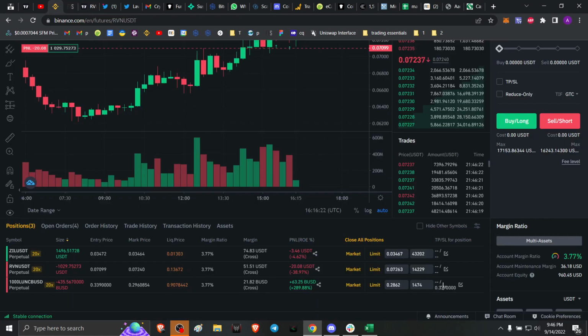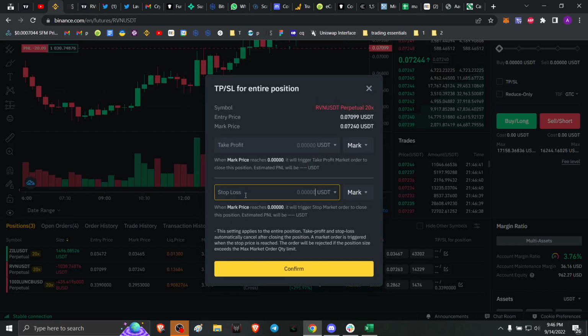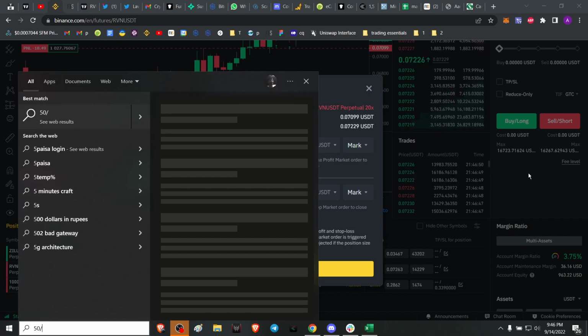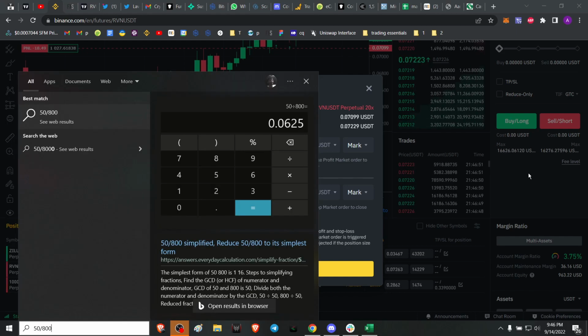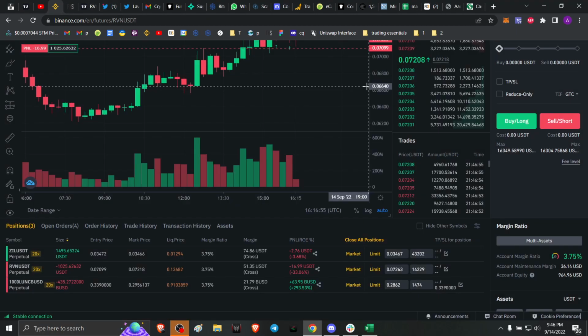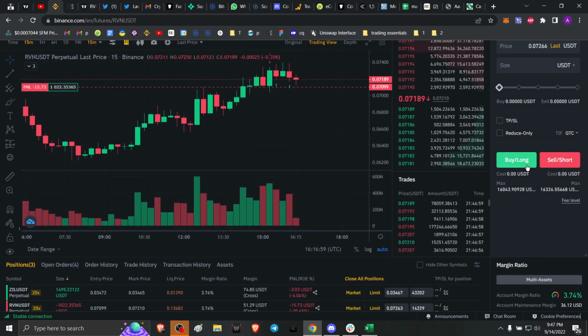So if you do that here, come down here, RVN 0.07454, that would be $50. I'm only going to be losing $50 out of my $800 balance right now. So that would be a 6.25% risk rate, which is pretty good, right? So this is how you calculate risk, guys. And I would suggest that you always manage your risk, always cap your risk. Don't let it go beyond a particular level.